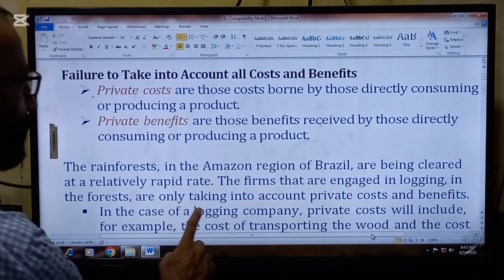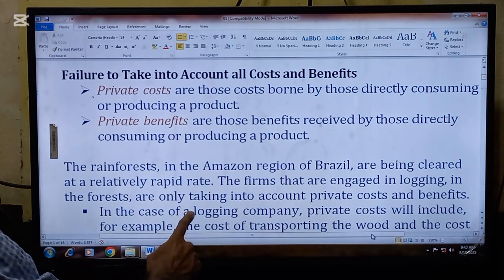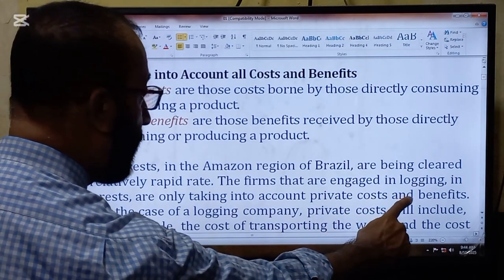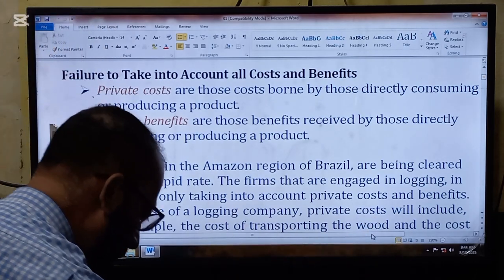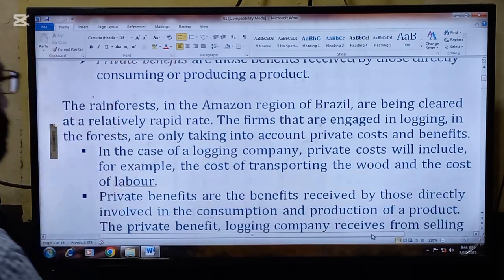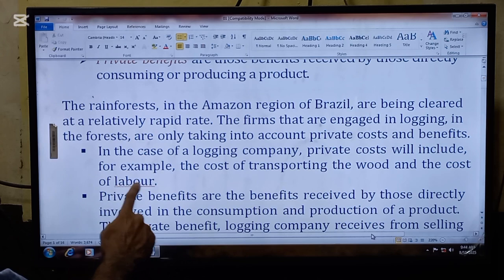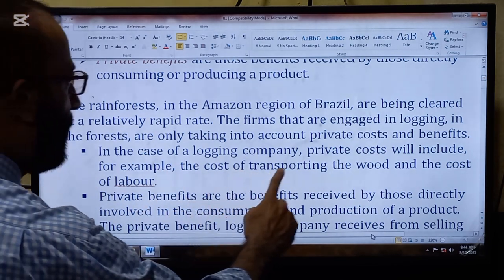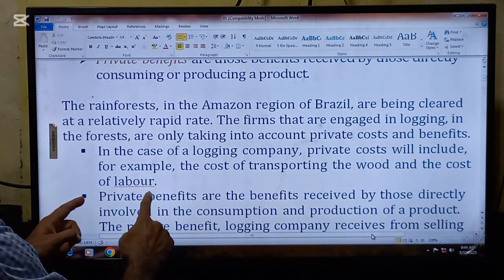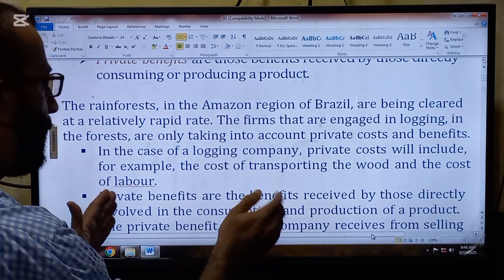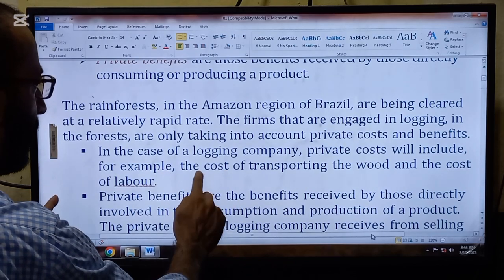The rainforests in the Amazon region of Brazil are being cleared at a relatively rapid rate. The firms that are engaged in logging in the forest are only taking into account private costs and benefits. So look now, this is an example which will make your concepts clear. In the case of a logging company, private cost will include, for example, the cost of transporting the wood and the cost of labor, because this is the thing which is borne by the logging company. So these are the private costs borne by the logging company.